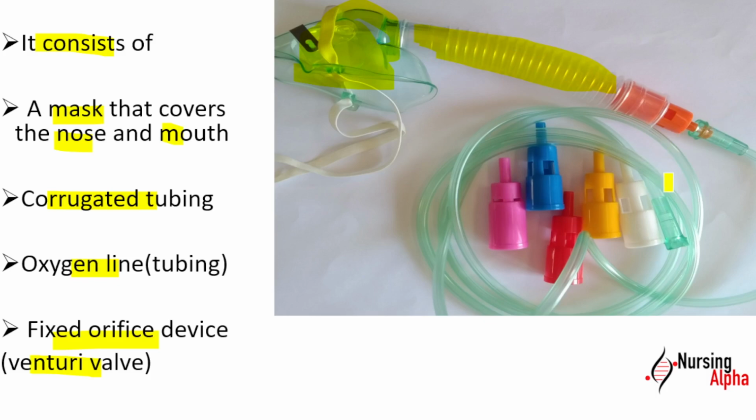Okay, and what is this? This is the oxygen line, also known as oxygen tubing, which is directly connected to the oxygen source or tank. Then also the fixed orifice device, which is also known as a Venturi valve. These are the fixed orifice devices or Venturi valves, which are connected to the oxygen line and corrugated tubing. The fixed orifice device is very important, and they are available in various colors, which is very important.